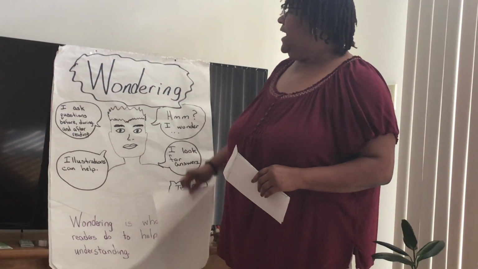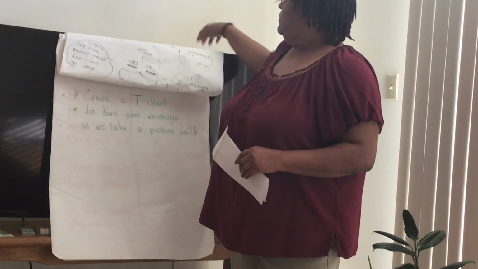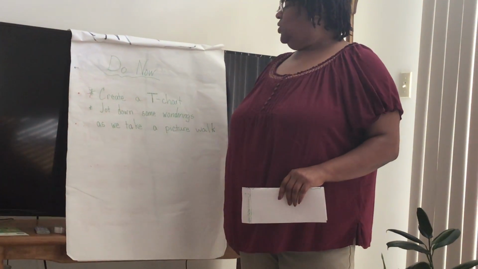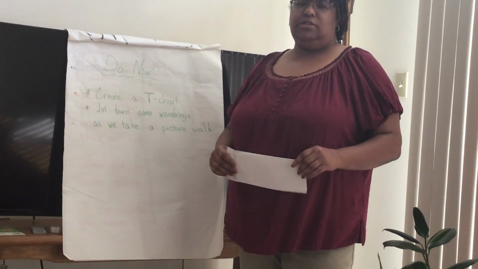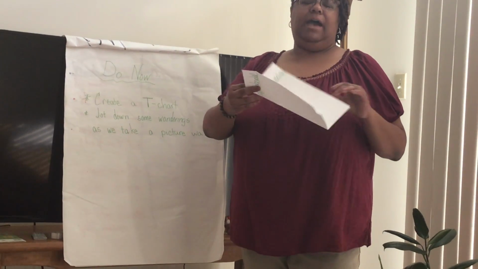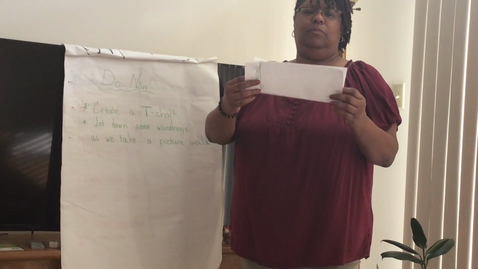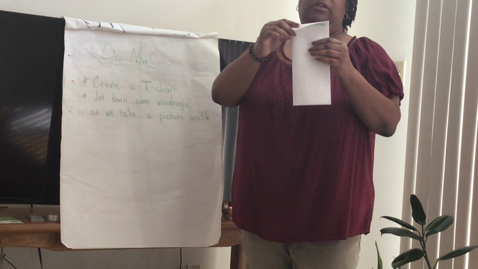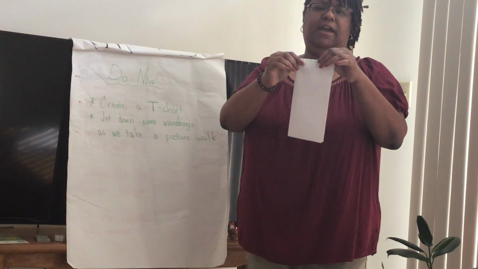So you have a do now, and your do now is to create a T chart. To create your T chart, you need a piece of paper. Make a hot dog fold, and then fold it down about 1.5 inches.